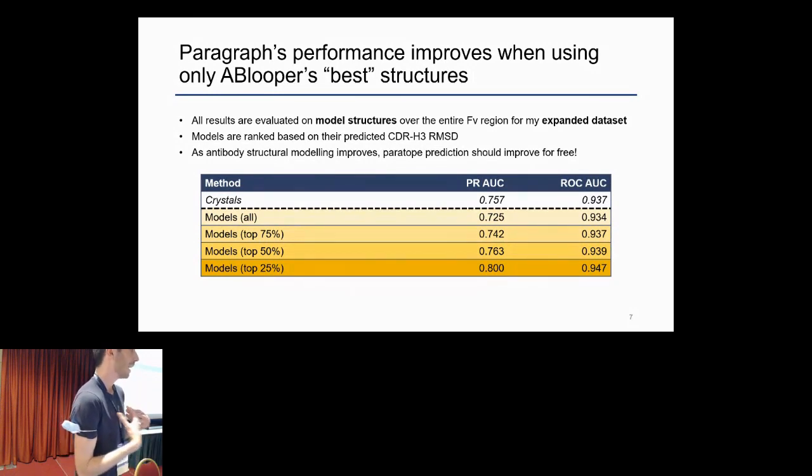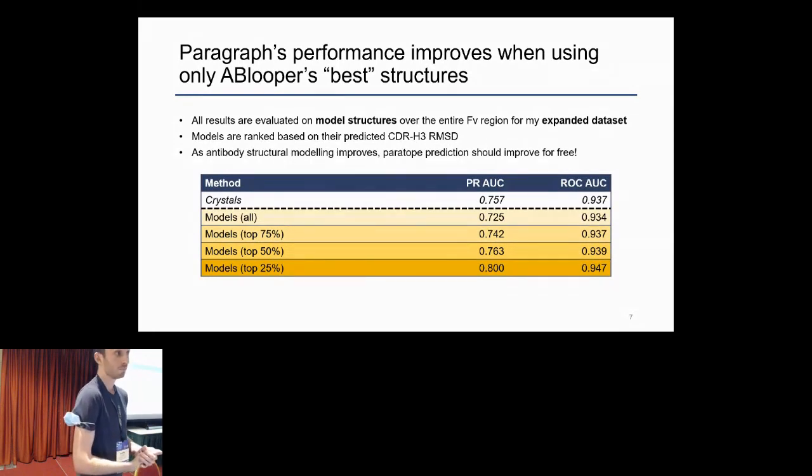So we used ABlooper, and ABlooper, every time it predicts a structure, predicts 5 different decoys for that model. By looking at the diversity amongst those decoys, we can get a confidence in our model. If really different models are produced, the model is probably a little bit rubbish. If they're all really similar, then the model is going to be very good. And this decoy diversity has been shown to correlate very well with the true RMSD. So what we see here is that by taking only the top models, we actually get improved paratope prediction performance.